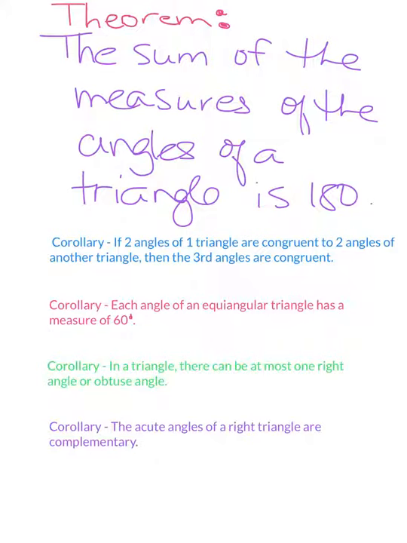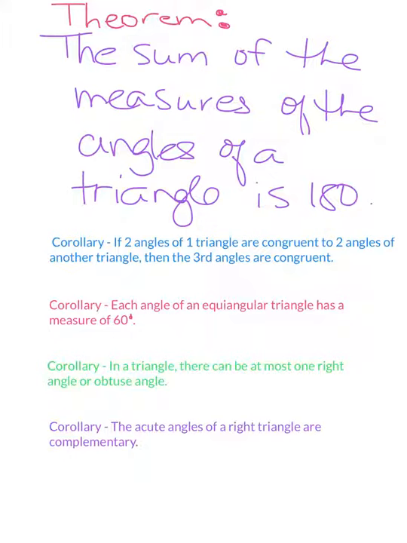Our theorem says the sum of the measures of the angles of a triangle is 180 degrees. Now that's something that many of you probably already know. You learned it in a middle school math course or even an upper elementary school course. So we know that when we add the three angles together, they're going to give us 180. Now, we have four corollaries that feed off of that and are related to that.